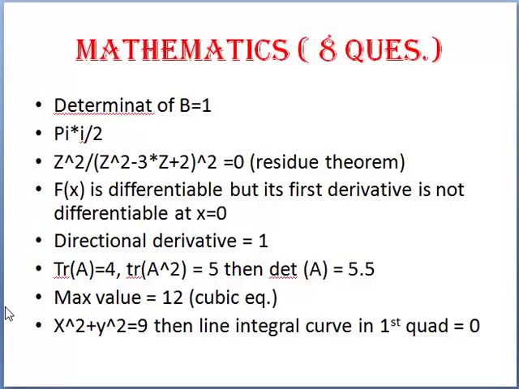And there was one from the maximum minimum question. They asked the value of the absolute maxima, because in this question some local maxima also occur, but they asked the absolute maxima. The answer is that maxima is equal to 12. There was one more question in which they gave the particular value x square plus y square is equal to 9. Then they asked about the line integral of the curve. In the first quadrant some picture is given. The answer of that particular question is 0.